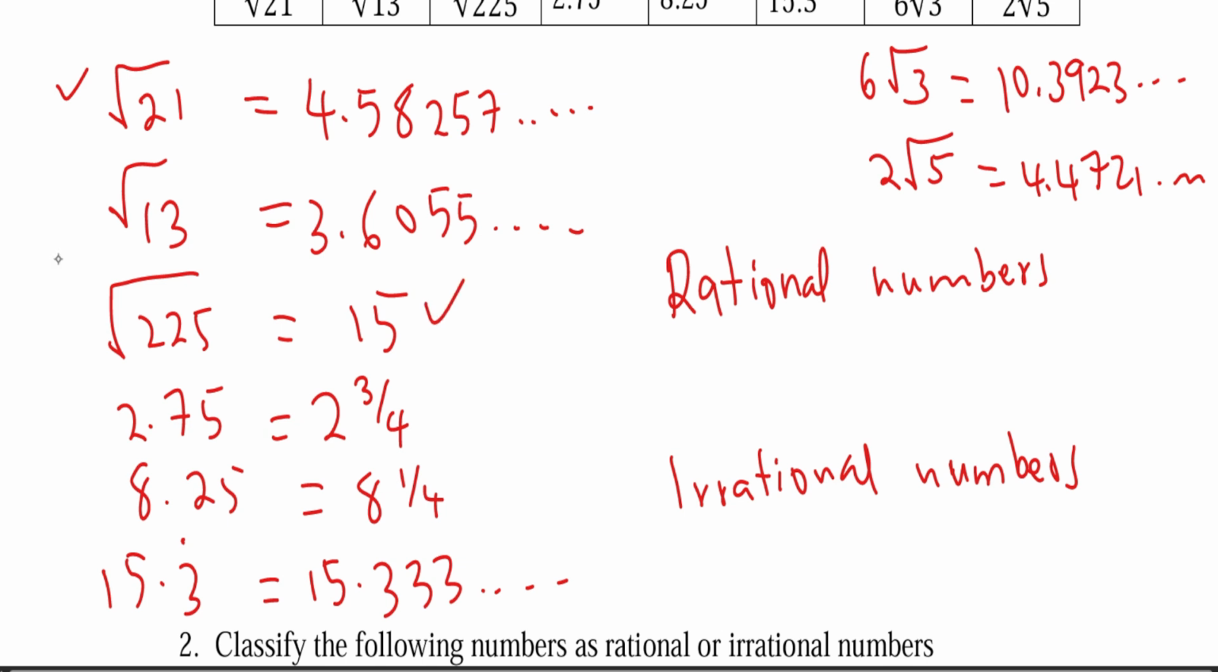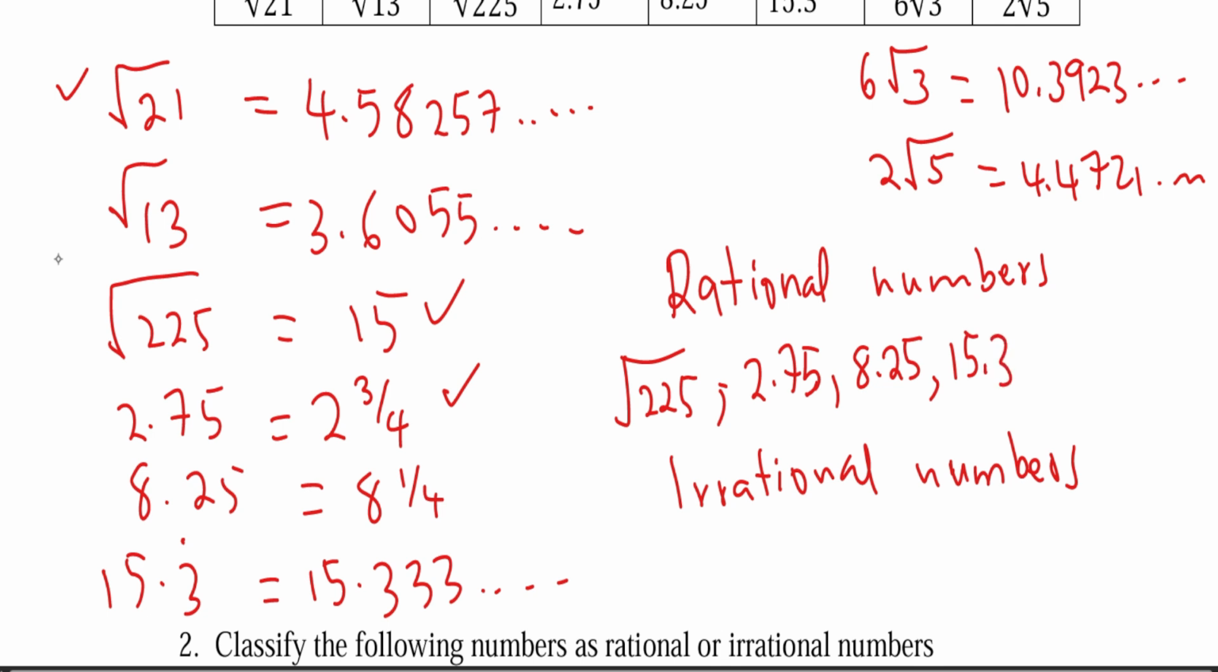So the first one is root 225. Don't write this answer. The second one is 2.75, because it's a terminating decimal, it has an end. The other one is 8.25, again a terminating decimal. The other one is repeating itself, 15.3 recurring 333. So it has a sequence, or the decimal has an end. So these are the rational numbers.